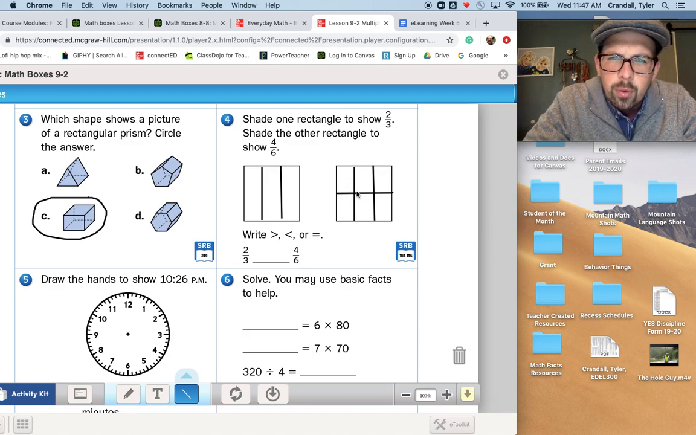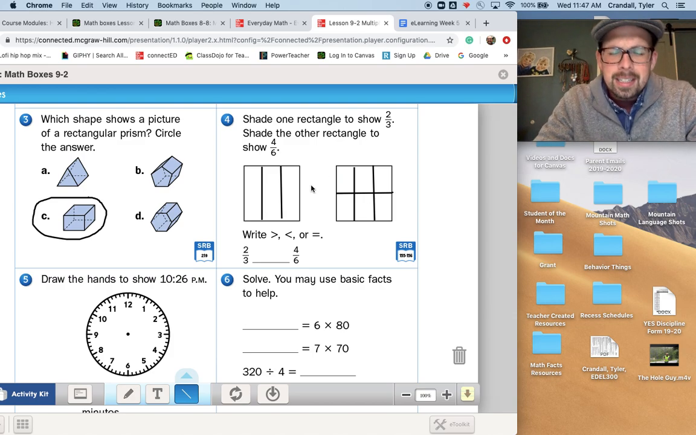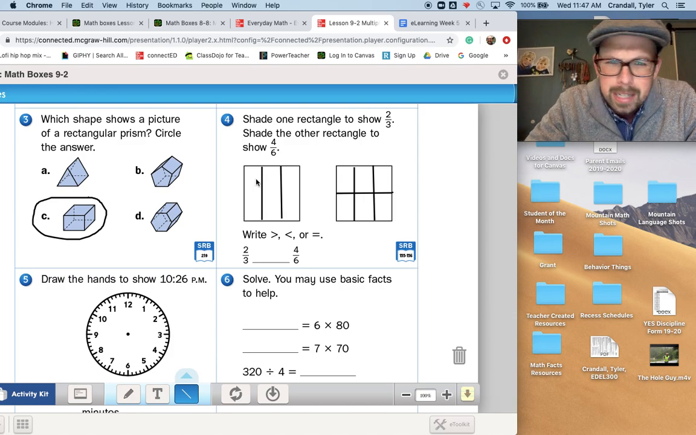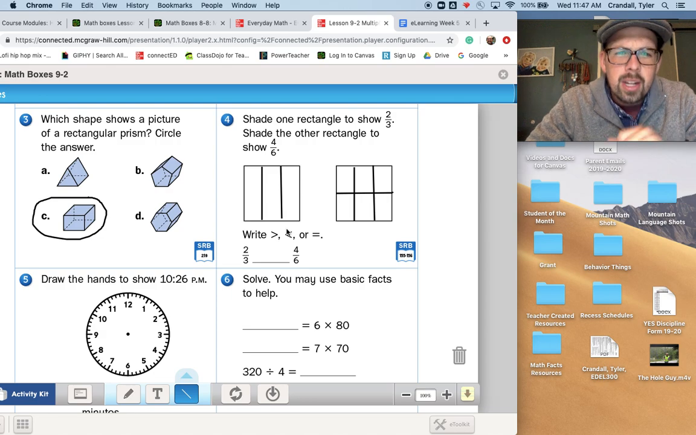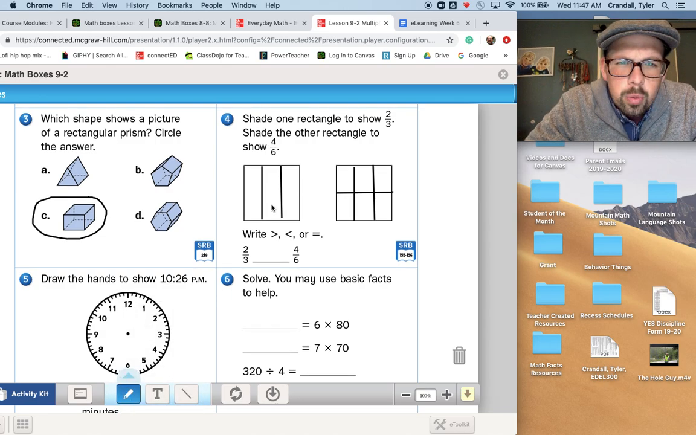So there's 1, 2, 3, 4, 5, 6 equally sized pieces. Not perfect, but that's okay. Good enough for today. And then 1, 2, 3 here. So now I must shade them. And I'm going to shade them by switching here to this other tool. And 2/3. There we go. And 2/3.